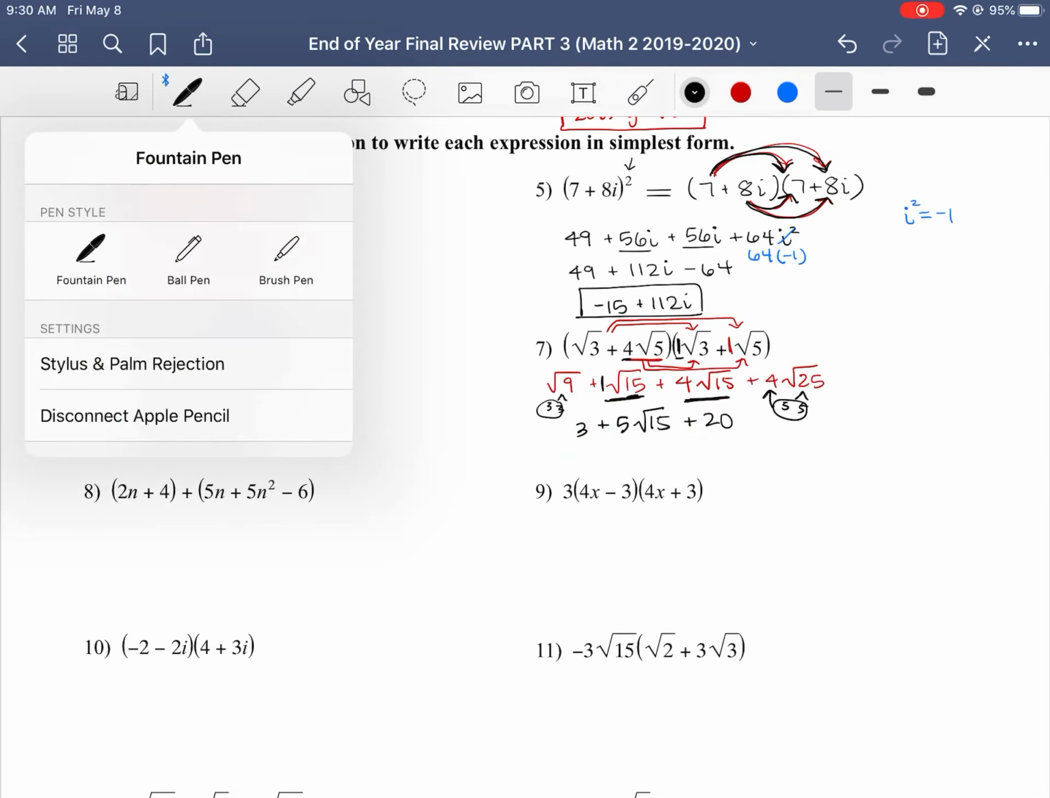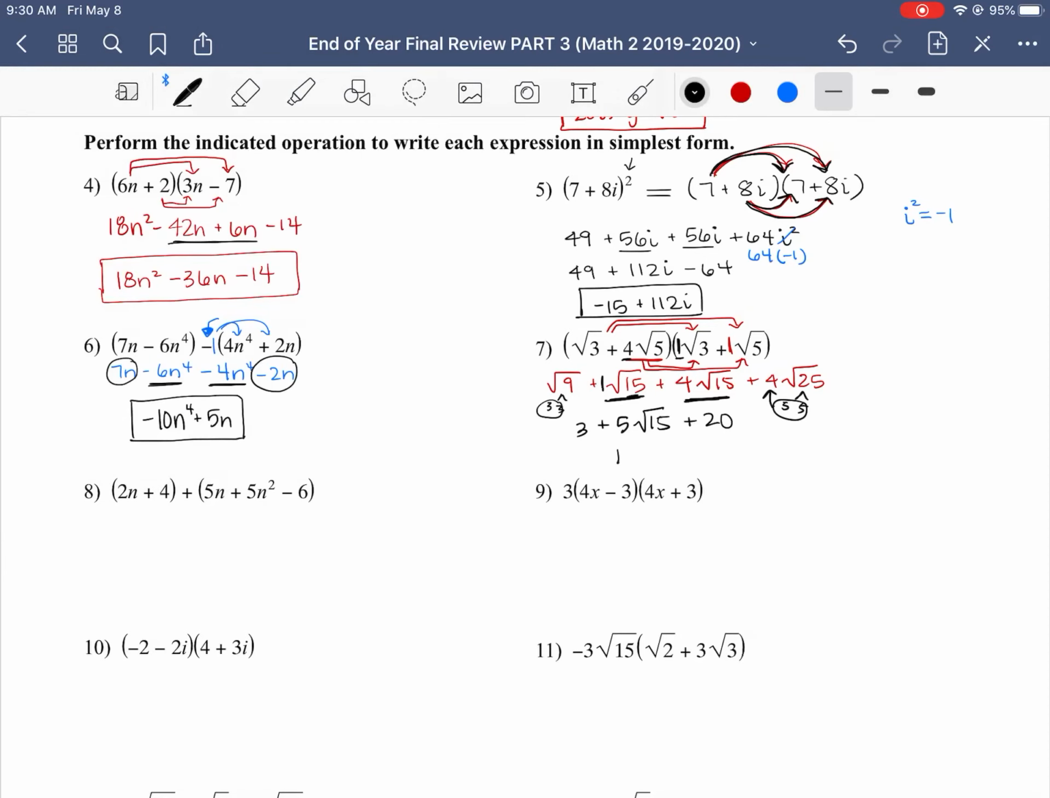So again, it looks like we have a like term. We have this 3 and we have this 20 that don't have radicals. So we can add those two together and get 23 plus that 5 square root of 15. That's left there. Okay, so distributing, making sure we're comfortable multiplying those radicals once again, and combining like pieces.